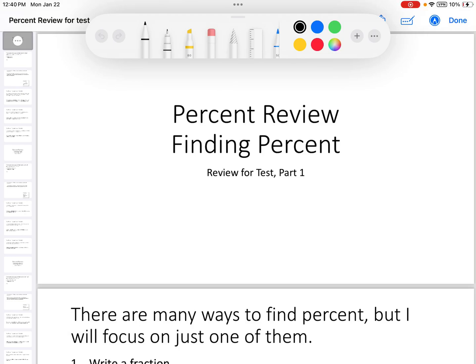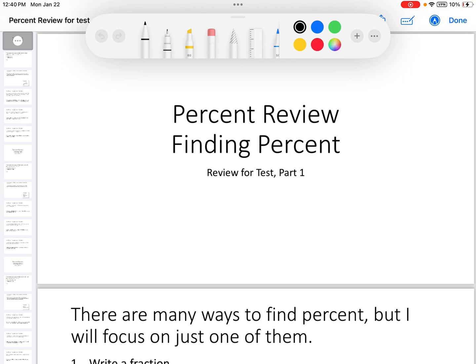Hello, this video is going to be about finding answers to percent questions. There are three types of questions: finding percent, finding part, and finding whole. I'm going to be focusing on one method for finding percent, one method for finding part, and one method for finding whole. There are other methods. I don't want to say that this is exclusive. I just wanted to simplify by teaching one method at a time.